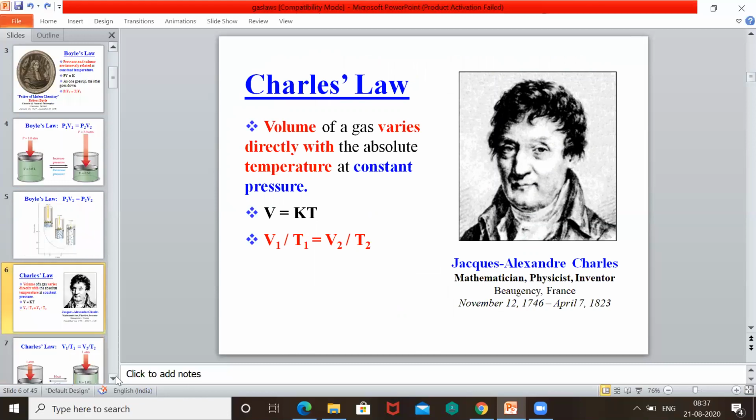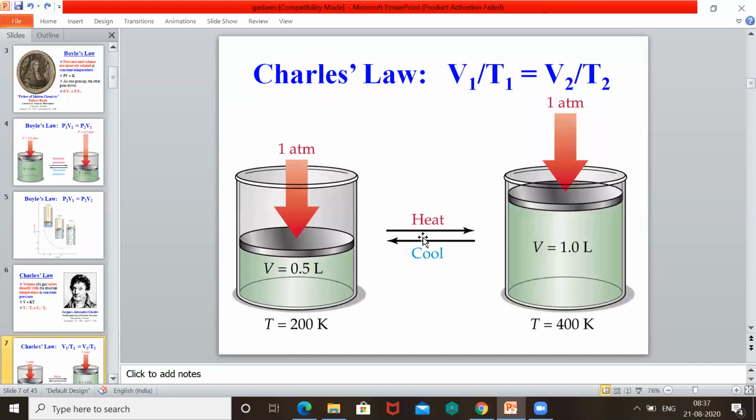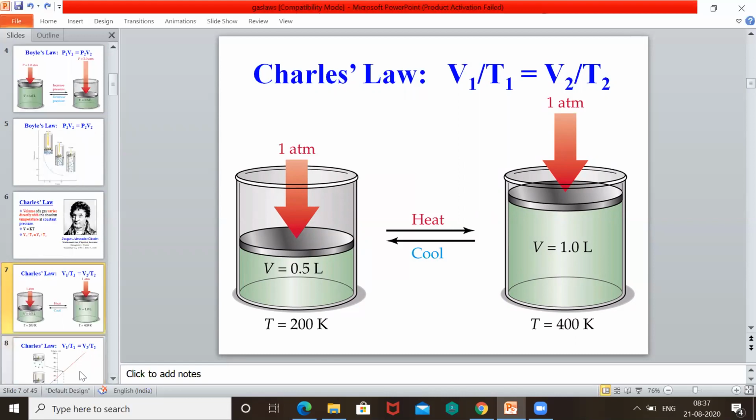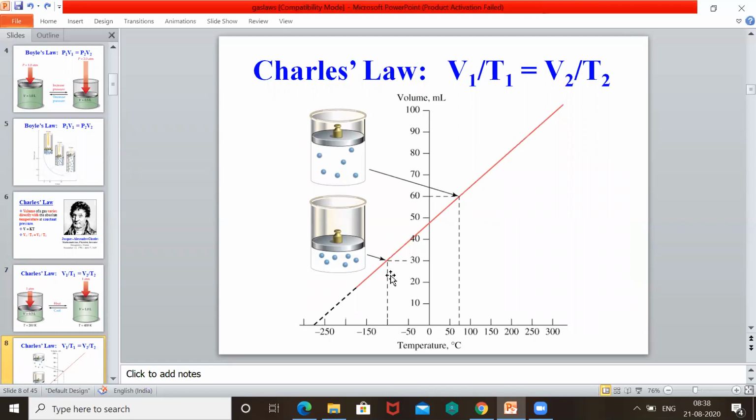Here we can see it also, Charles' law. Temperature is 200. Volume is 0.5, less volume. We are heating. Temperature is doubled. Volume is also doubled. You can see here, temperature is less, volume is less. Temperature is more, volume is more.